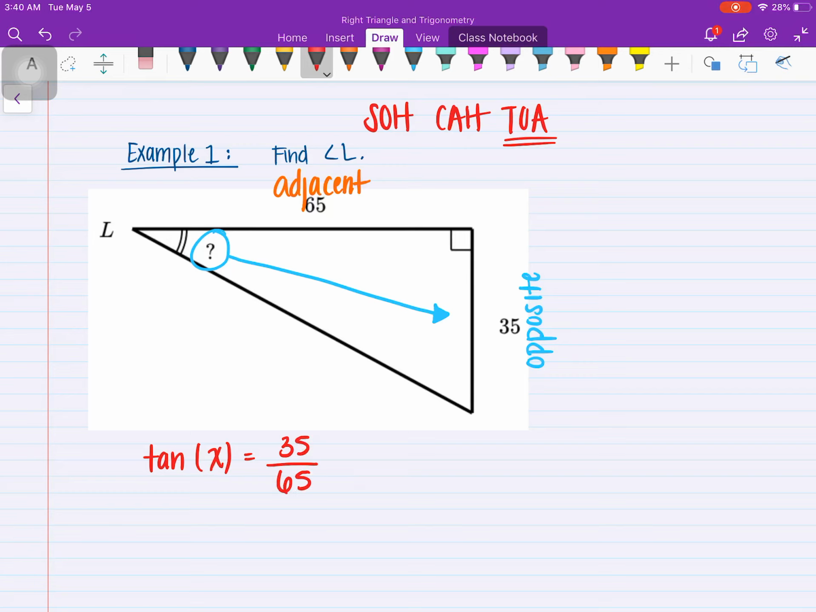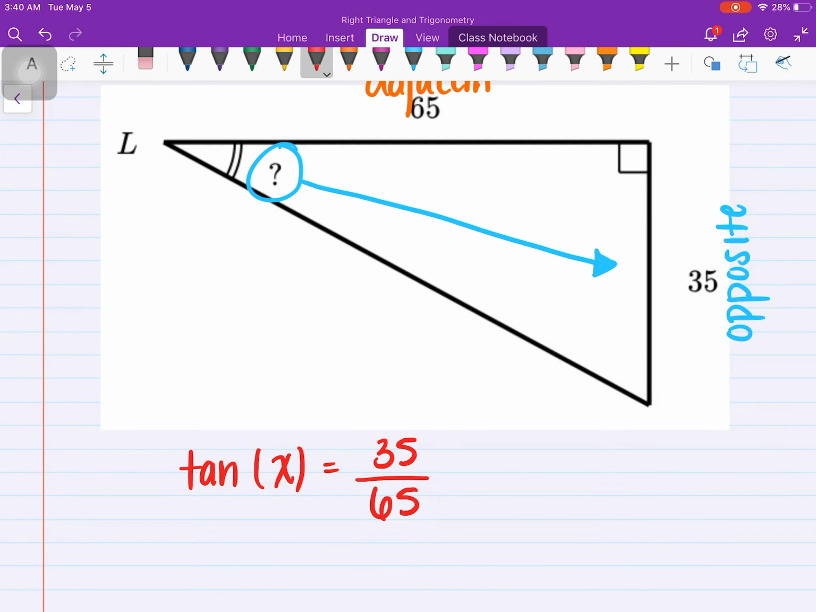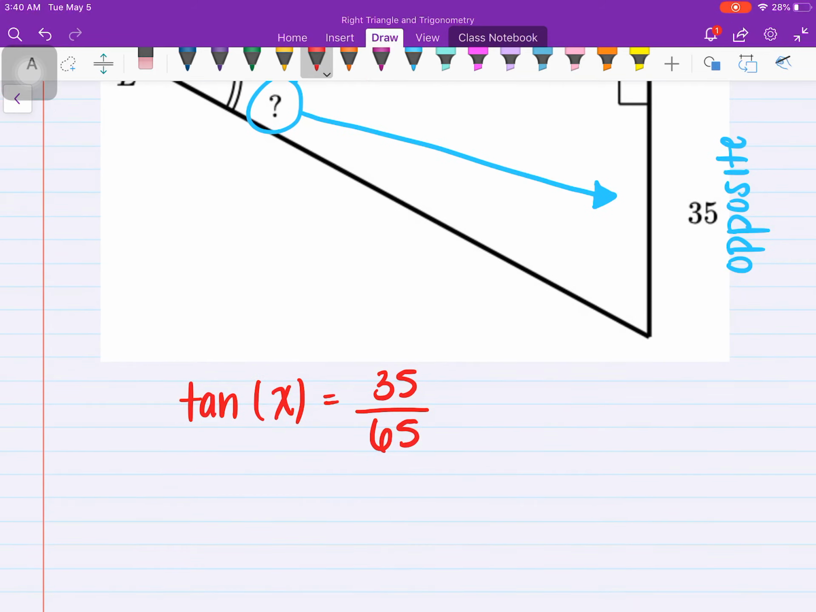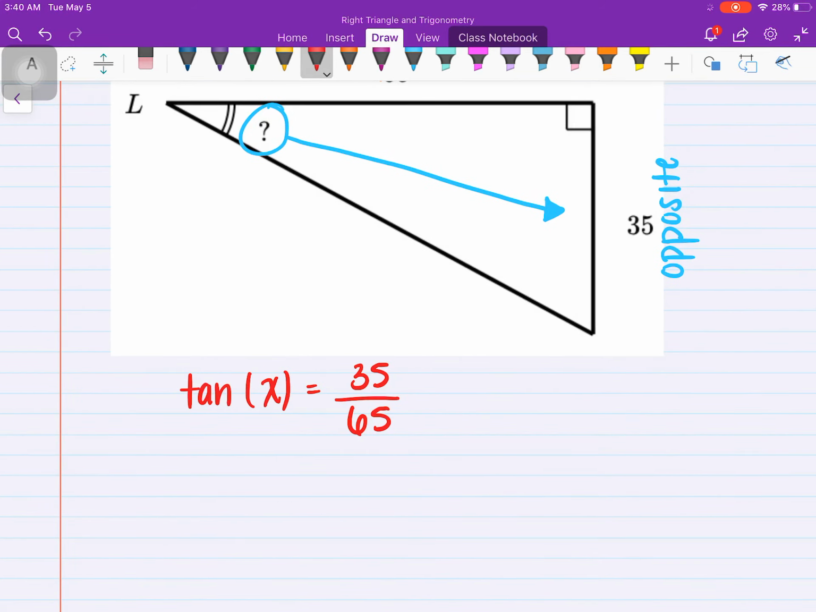Now, the goal in this case is for us to isolate the x. So I want to leave the x by itself. In order for us to do that, we need to take the inverse of tangent. Once I take the inverse, it's going to look like x equals inverse tangent of 35 over 65. And this is what we're using to solve for x.